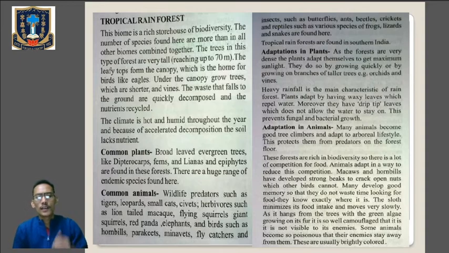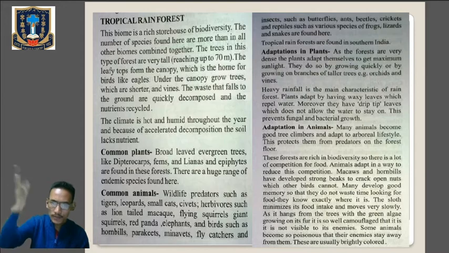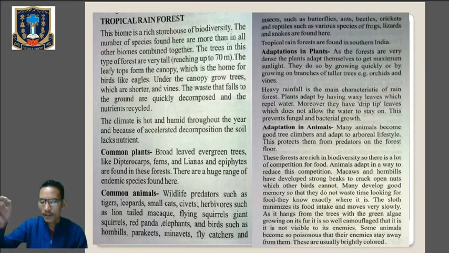Then what are the common plants found in the tropical rainforest? We will find broad-leaved evergreen trees like dipterocarps, ferns, lianas. Epiphytes means the aerial hanging plants which are present on the trees, like the wild orchids which we have seen on the tall trees. The aerial hanging plants are called epiphytes, and these are mainly present in the tropical rainforest.